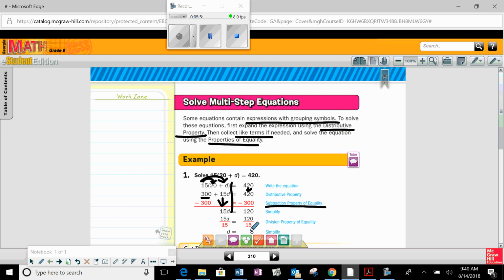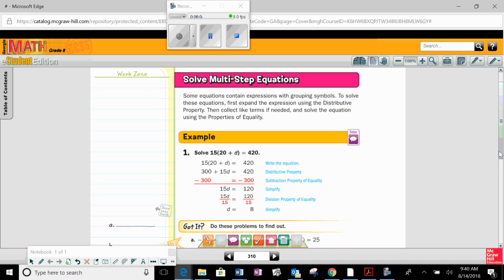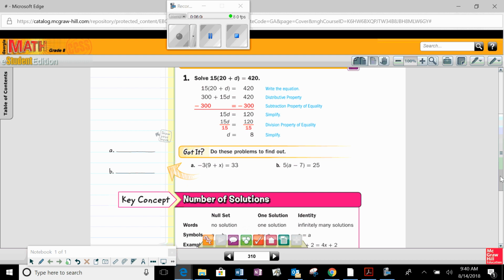So what does that 8 represent for our problem? 8 is the cost of the design to add your name to the t-shirt. So it costs $8 to add your name.